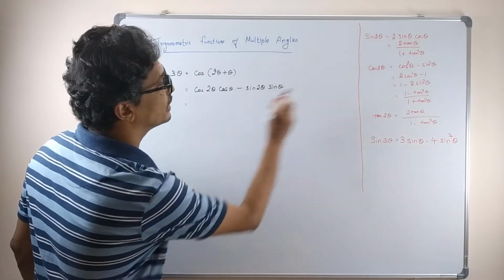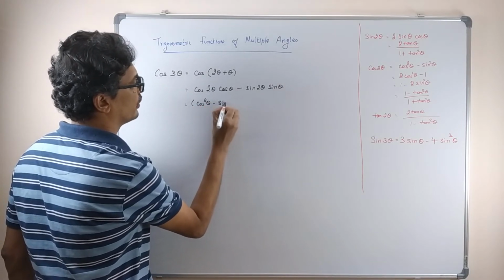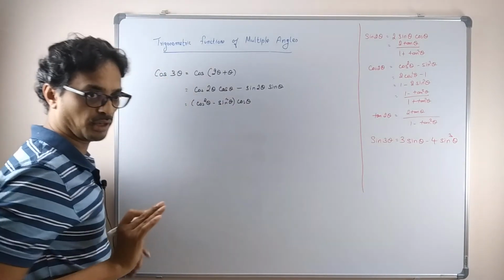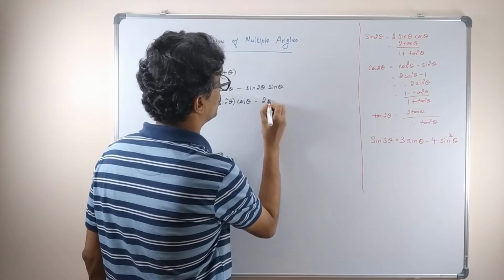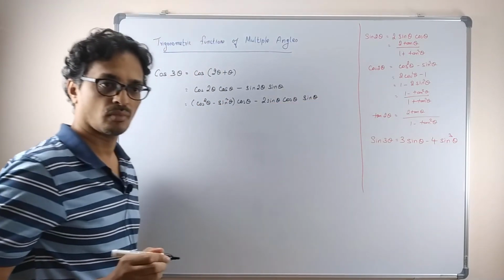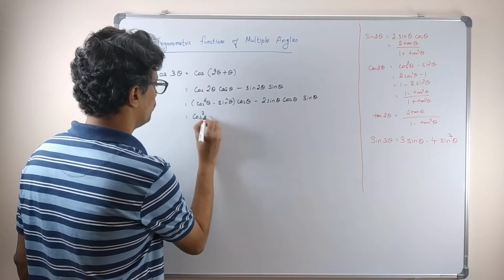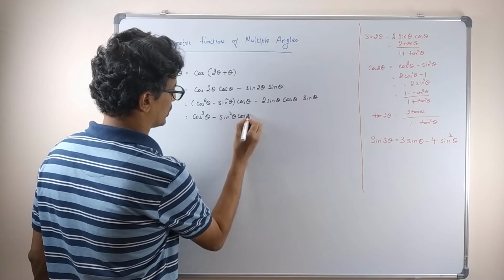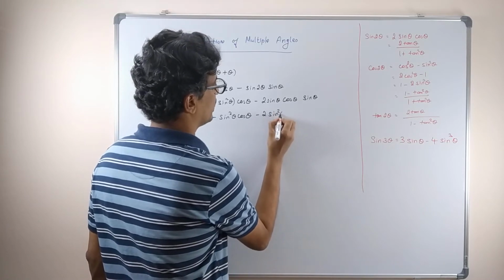Cos 2 theta is cos square theta minus sin square theta. Cos square theta minus sin square theta into cos theta. We will express it in cos only. Sin 2 theta is 2 sin theta cos theta, times sin theta. Okay? So what will this be? Tell me. Cos cube theta minus sin square theta cos theta, and this will be minus 2 sin square theta cos theta.